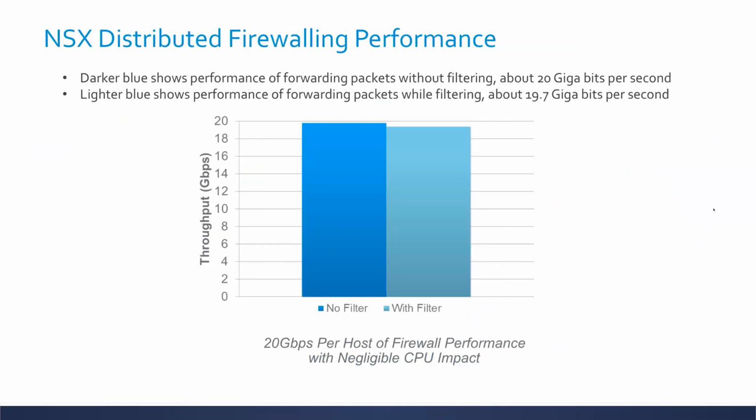And let's not worry about the performance. In this particular chart, we see no filter is close to about 20 gigabits per second. But then when we add a filter, we're about 19. So a minute hit, but still doing filtering. We're at 19.7 with filtering. I don't want to necessarily say hitless. It does take a little bit of a hit, but it's minute. And the benefit that you get from having a firewall on every host to every VNIC is immeasurable.